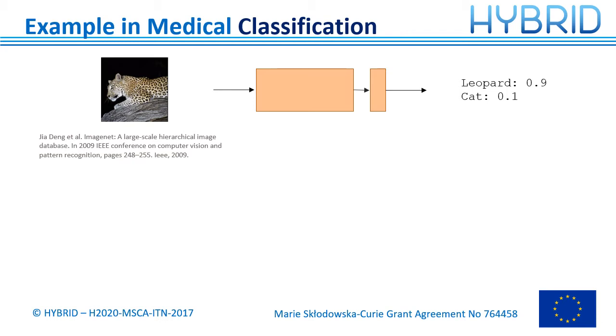Here as an example, if you give an image of a leopard, the model is supposed to have learned what is a leopard, and it might tell you it's 90% confident it is a leopard, but it thinks it might also be a cat.